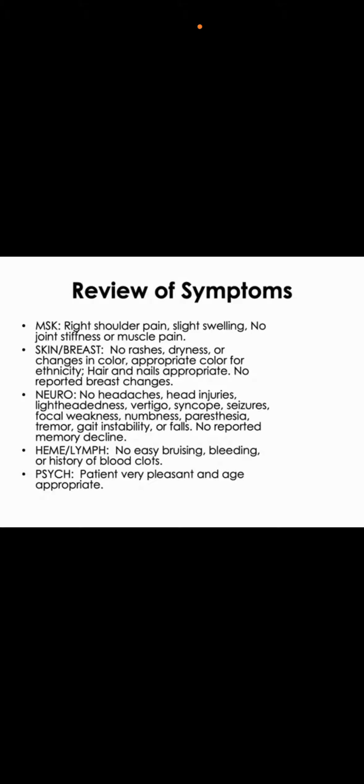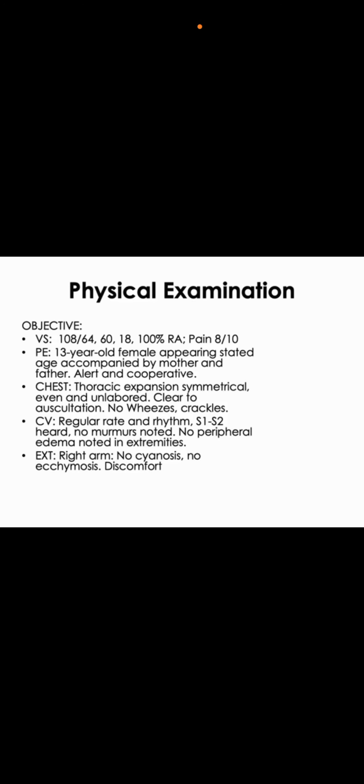So we'll talk a little bit about the physical examination. So you start with the vital signs. Blood pressure is 108 on 64, heart rate is 60, respiratory rate is 18, SpO2 is 100%, and patient's pain level is 8 out of 10, and I think that's pretty significant. So, of course, the patient is a 13-year-old female, and she's accompanied by mom and dad. She's alert and cooperative.